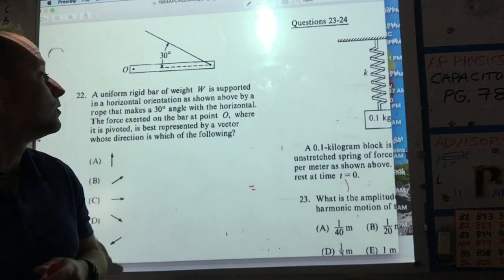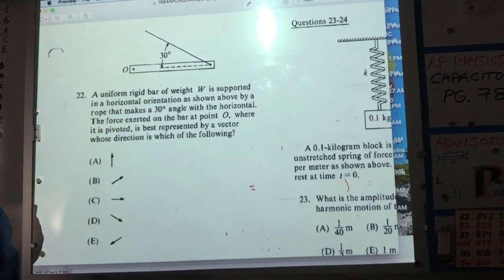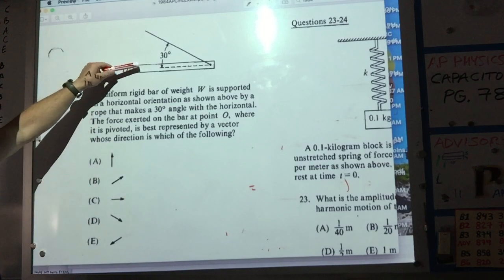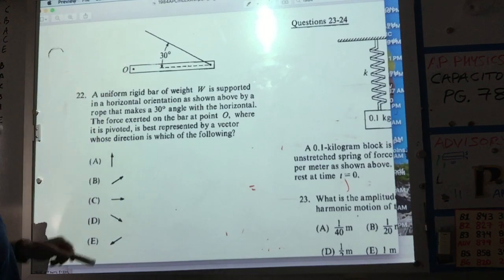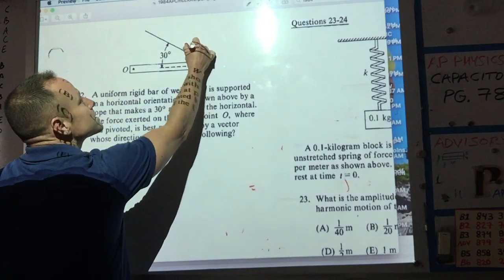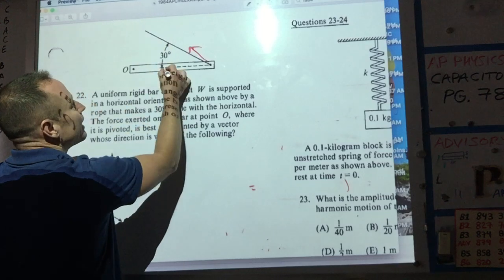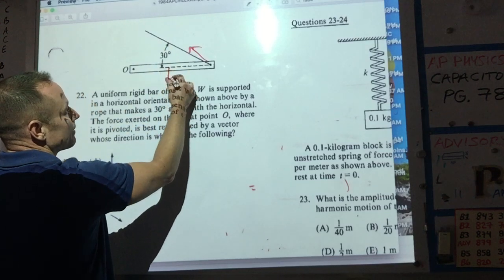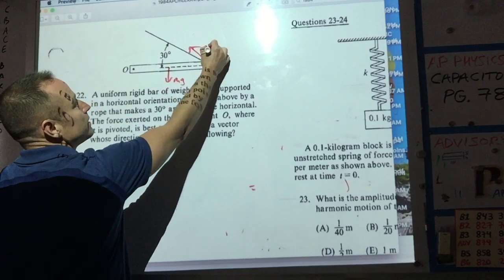Let's see, 22. Uniform bar, weight W, supported horizontally like this. They want to know the force at this point. Oh, they just want to know the direction. Got it. So if you draw this force, there's a tension that's going that way, and then you'd have the mass of this thing, the weight going down. So there's mg, there's T.